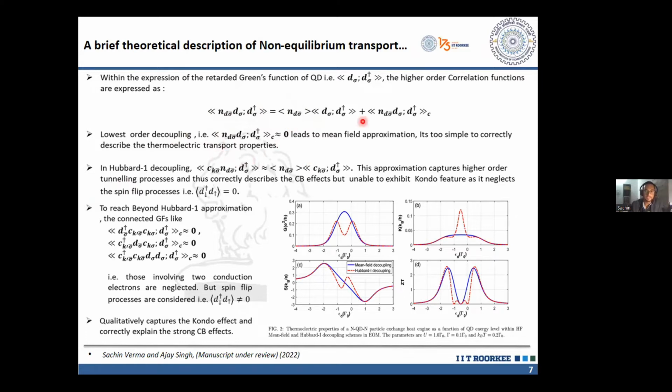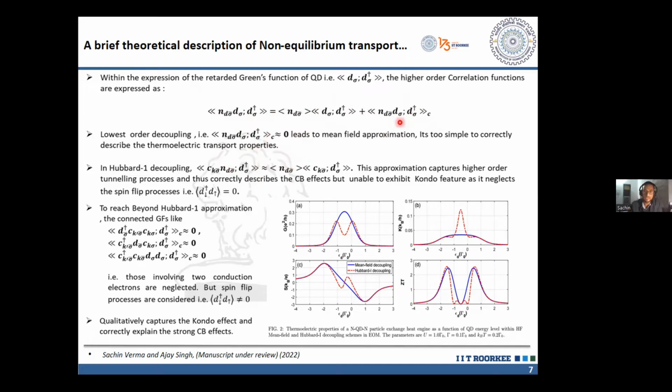So the simplest one is the mean field approximation, or Hartree-Fock mean field approximation. We directly take the occupancy out, and the Green function equation reduces to something like this, and then we neglect the higher order correlation functions. So the simplest one is this Hartree-Fock mean field approximation. And then if the Coulomb repulsion is moderate or large, then we need to go beyond that.